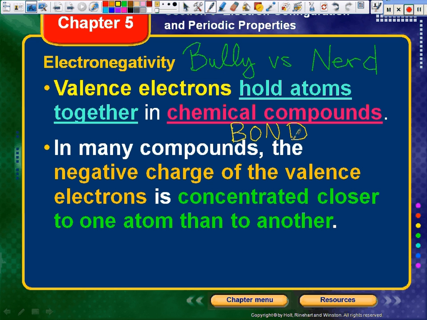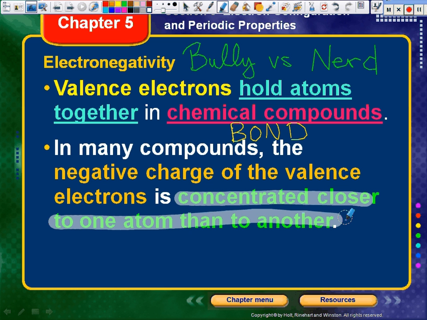And what's holding that bond together? Valence electrons. Okay. In many compounds, the negative charge of the valence electrons, first of all, how do we know they're negatively charged? Electrons are negative. Is concentrated closer to one atom than the other. That is the most important thing that you can understand whenever we're talking about this. So, one more time. In many compounds, the valence electron is concentrated closer to one atom than the other. That's what electronegativity boils down to. What does it mean to be concentrated?